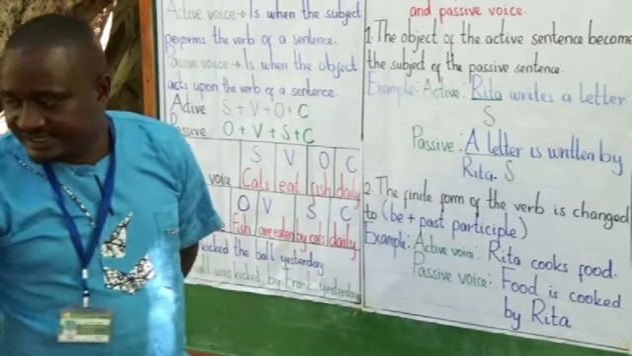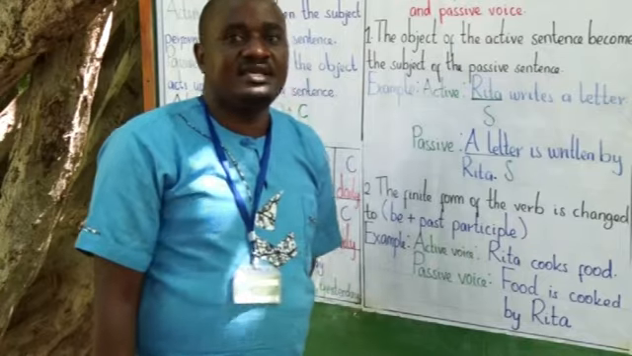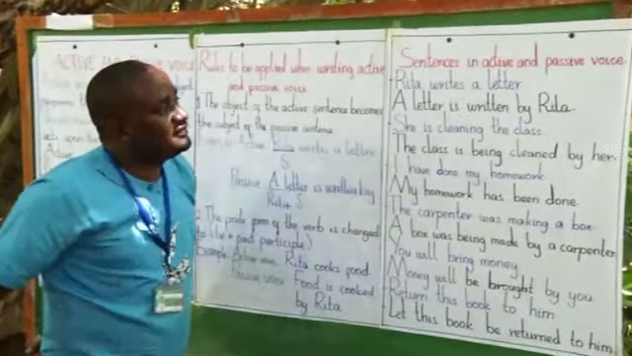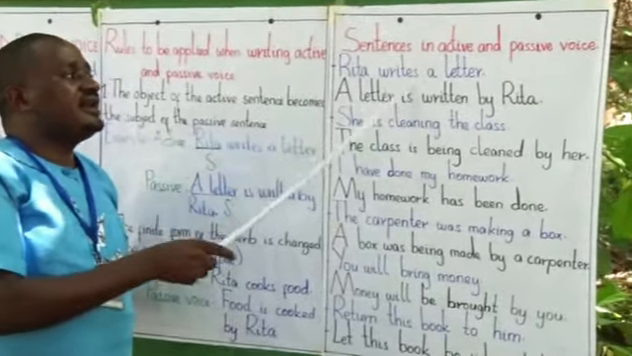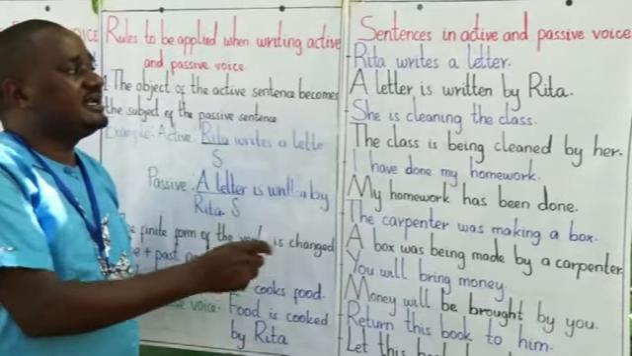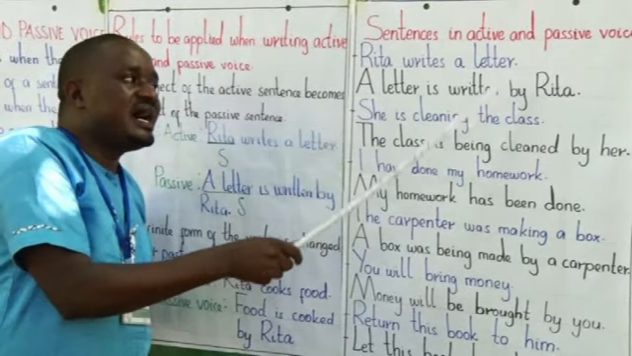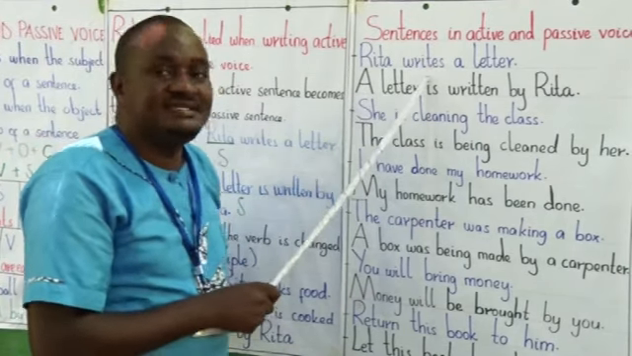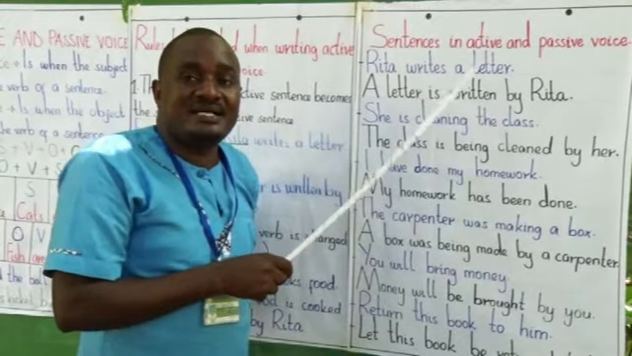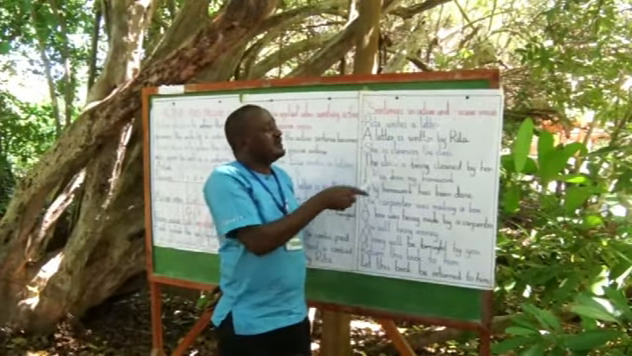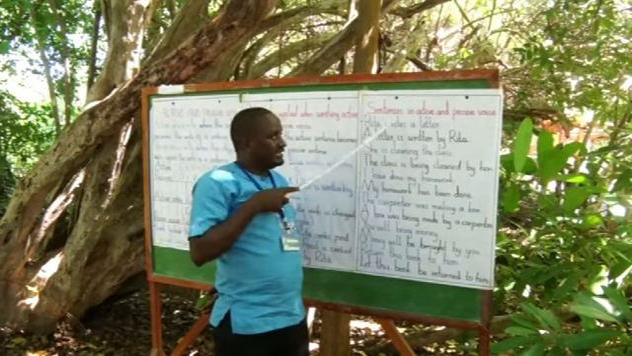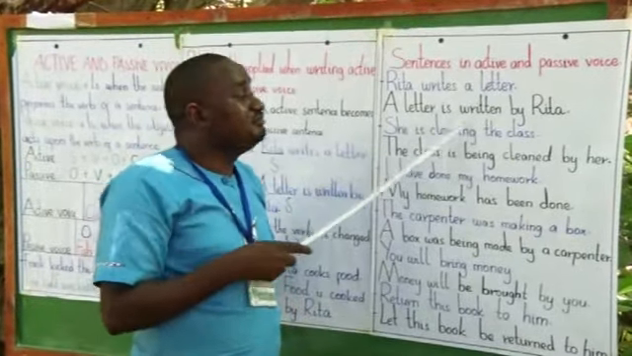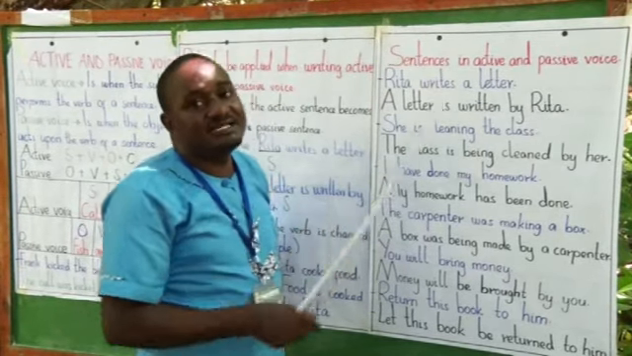Let's check sentences in active and passive voice. Rita writes a letter. A letter is written by Rita. From here you can see the main verb changes from simple present tense into past participle tense. This is active voice, this is passive voice. The sentences here in blue are active voice, but the ones in black are in passive voice.